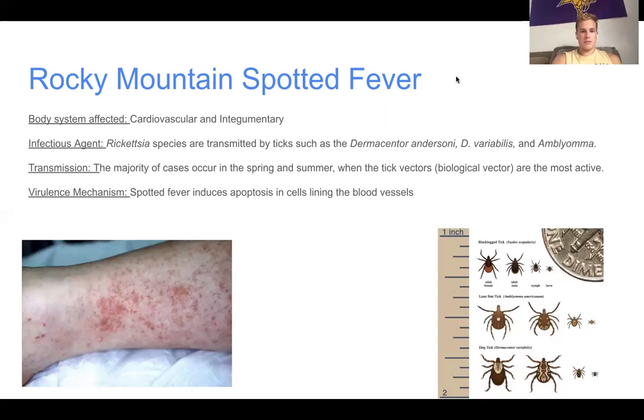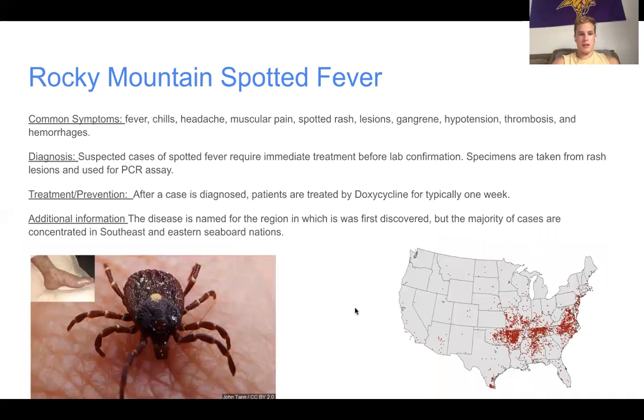Looking at the transmission, we see the majority of the cases occurring in the spring and summer when the tick vectors are the most active. And we often see that the spotted fever vector induces apoptosis in cells lining the blood vessels. So this is typically how we see it affecting our body.